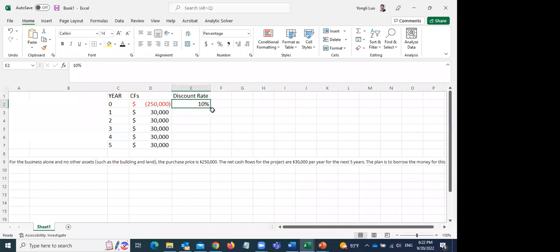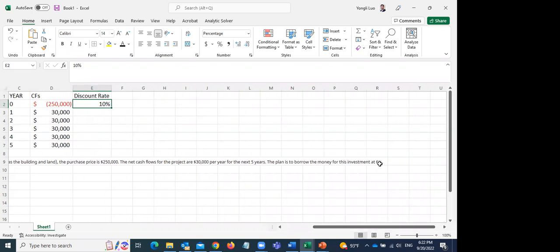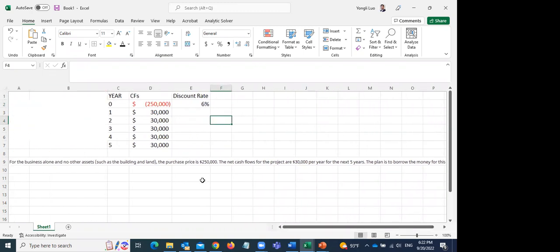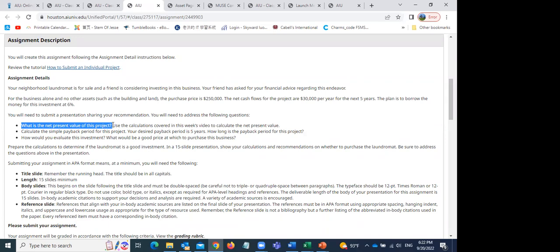Okay, what about the discount rate? 6%. Yes, that's right, because you borrow money for this investment at 6%. Okay, good. This is how it looks when you get this information and put it in a cell. When you have this file right here, you can do either one. Now we're going to go back to the question.